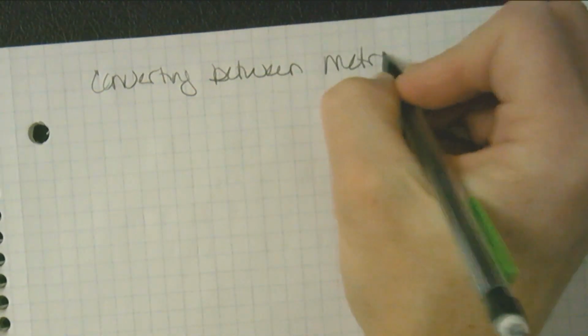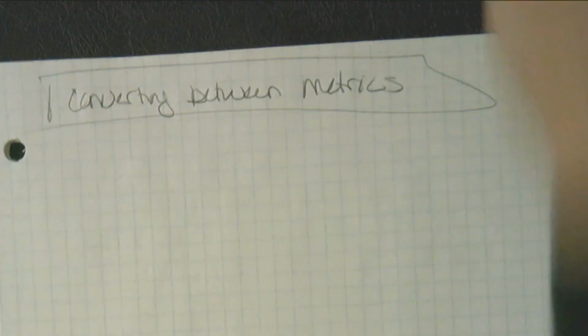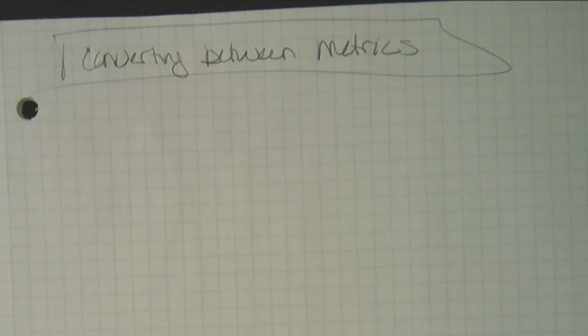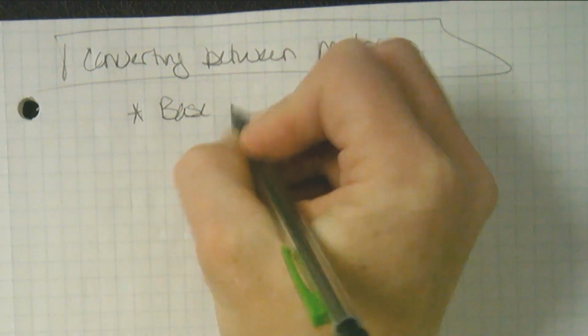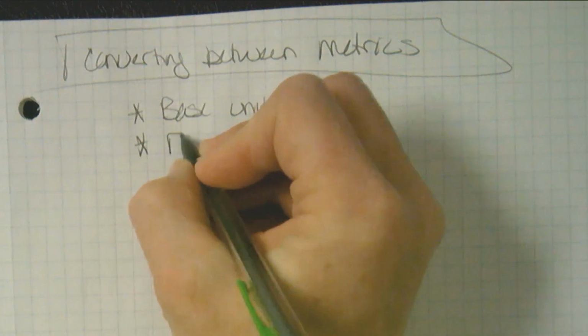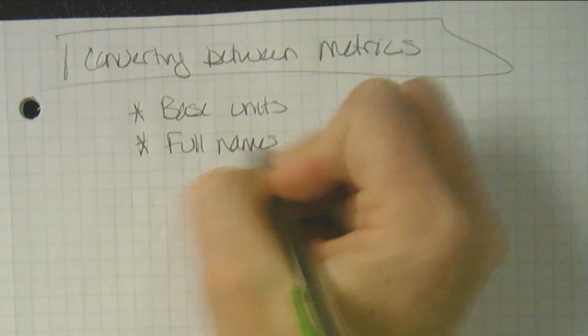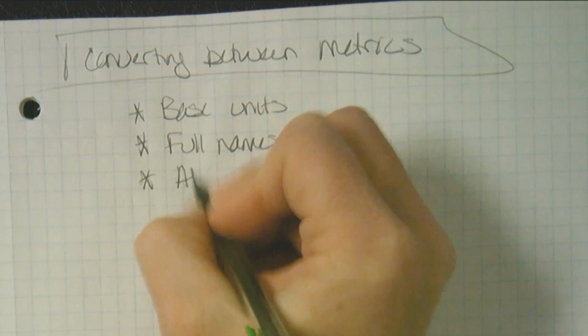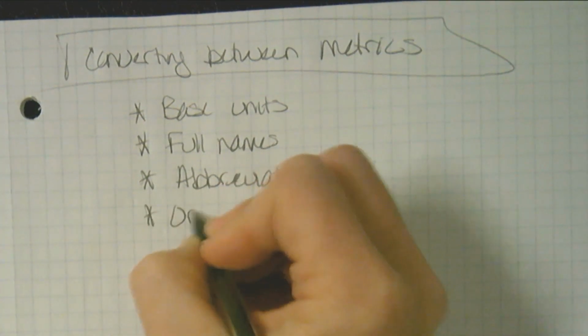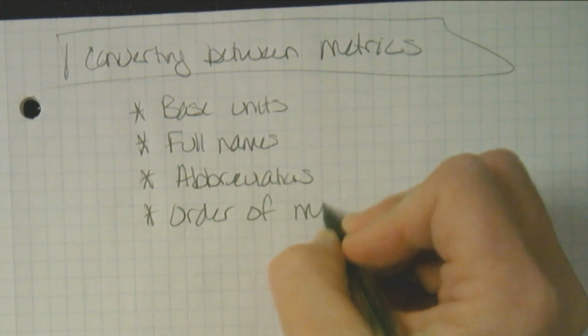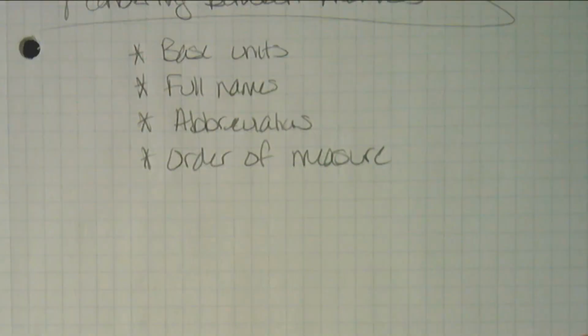So all of you, I already had you guys for homework put this into your notebook. All right, so you have something to refer to. I need for you guys to remember the base units, the full names, and the abbreviations, and the order of measures. So those are the most important things right now.